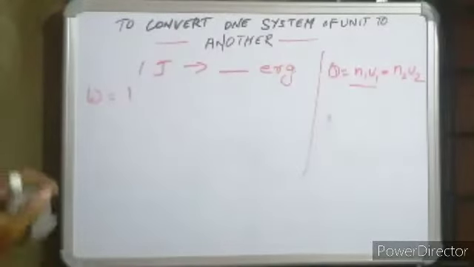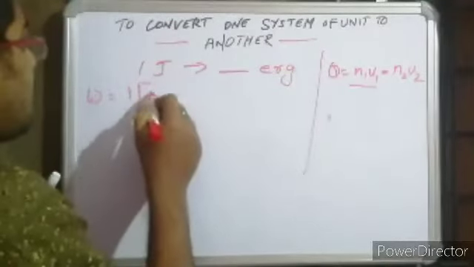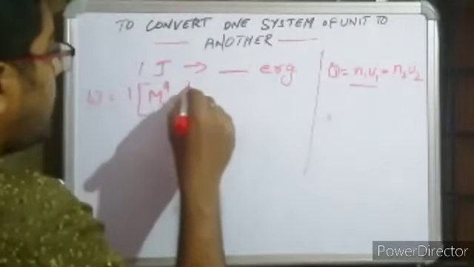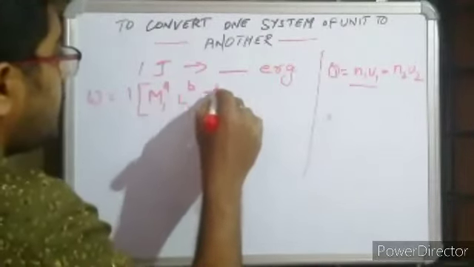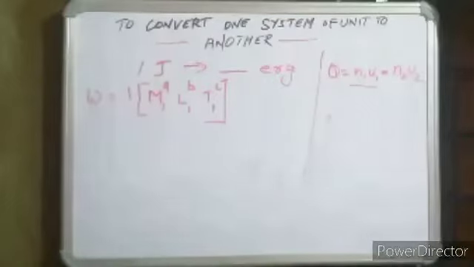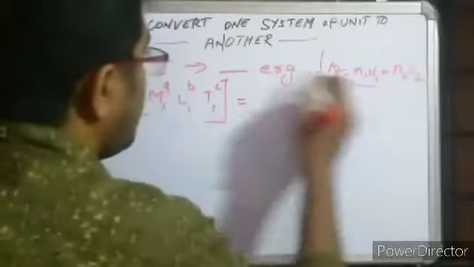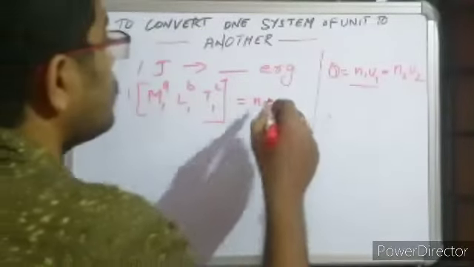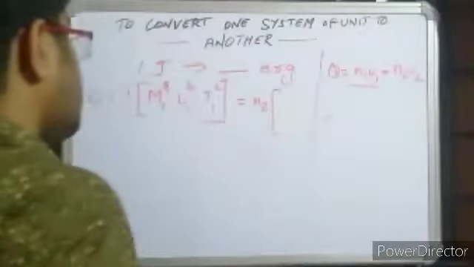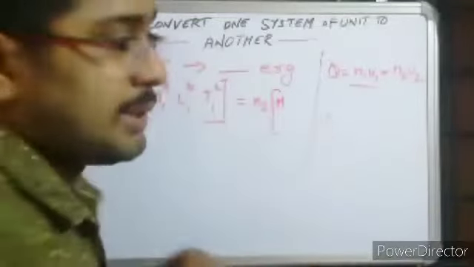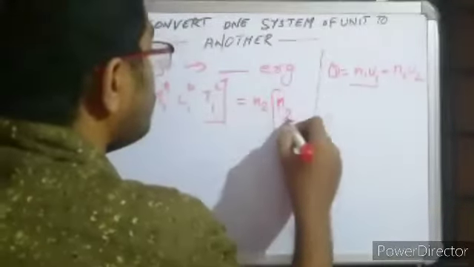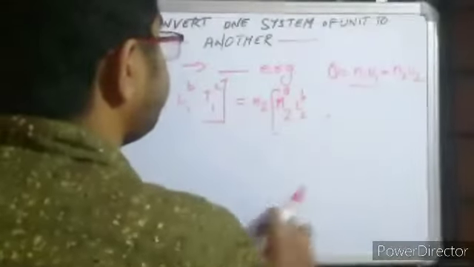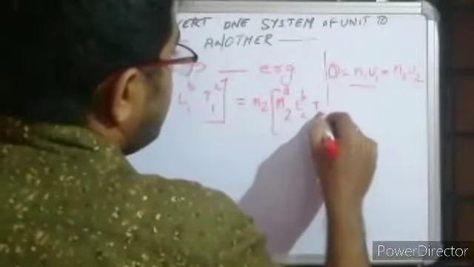But I am expressing it in terms of dimension. M1 to the power a, L1 to the power b, T1 to the power c, which is equal to N2. That is what I need to find. I don't know what N2 is, into again M2 to the power a, L2 to the power b, and T2 to the power c, since it's another kind of unit.